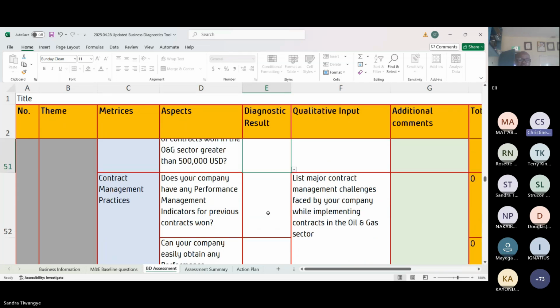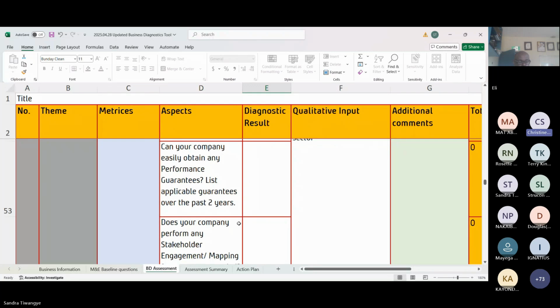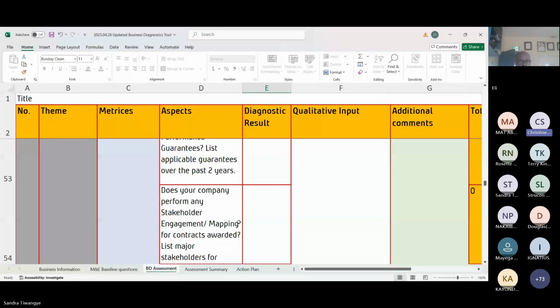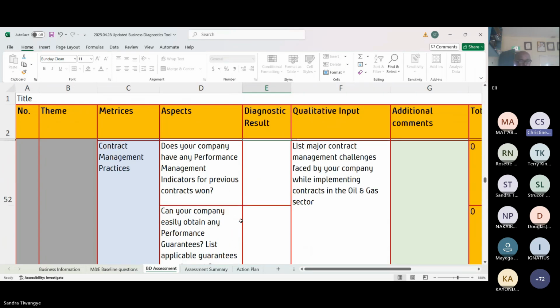We look at contract management practices, whether you have any performance management indicators. In a bit, we will let you know what kind of performance indicators you could have for contract management and whether you could obtain performance management guarantees. Okay, so we shall pull up a slide to explain performance guarantees. In the meantime, let's give you examples of what performance management indicators for a contract could be.